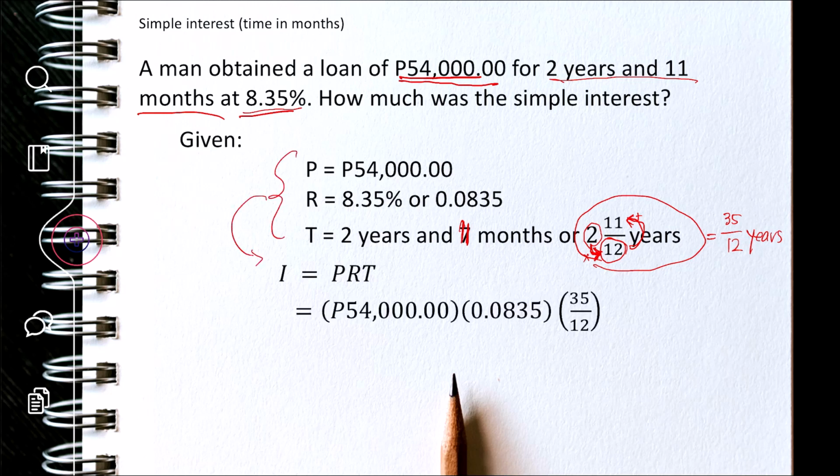Then that is 54,000 times 0.0835 times 35 over 12. Yan, multiply lang po natin ito lahat sa ating calculator. At lalabas po na sagot is 13,151.25. Then that is the simple interest. 13,151.25 pesos. That is the simple interest.